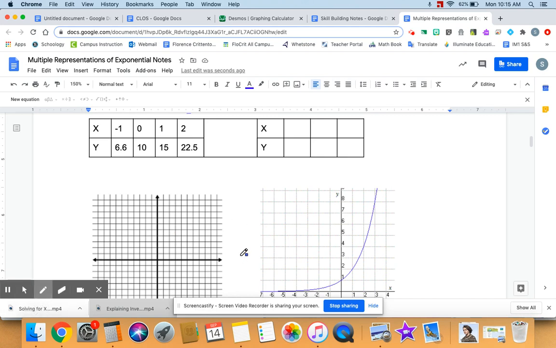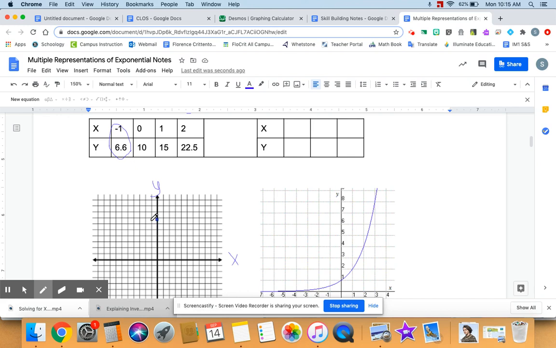I'm really just plotting my points. So remember, the x-axis goes left and right. The y-axis goes up and down. So -1 from my middle means left 1. And the y for this table is a positive 6.6. So I'm going to go left 1, then up 1, 2, 3, 4, 5, 6.